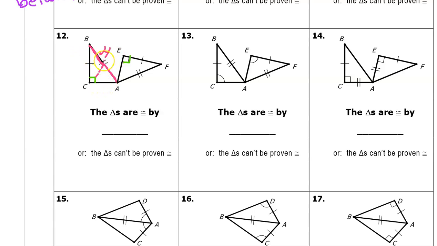So notice that we have the hypotenuse marked congruent. And then we have another side, which would be a leg. So we have the hypotenuse and we have a leg. That makes this hypotenuse-leg. So if you see that it's a right triangle, check to see if you have a hypotenuse and a leg marked congruent.